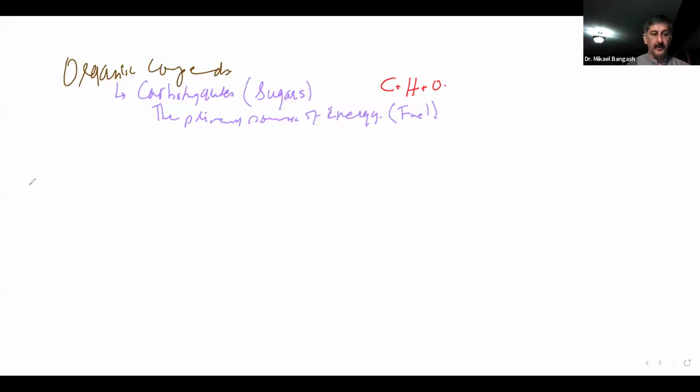Now, guys, usually when we talk about sugars, we may not use the word carbohydrate, and we may not use the word sugar. We may use a term that we call glucose.